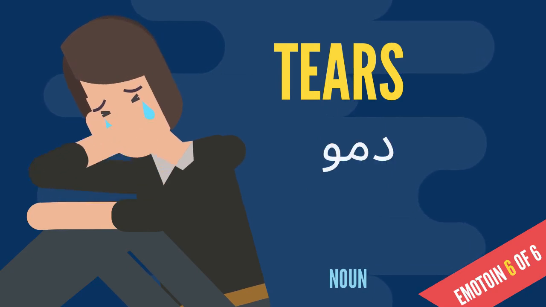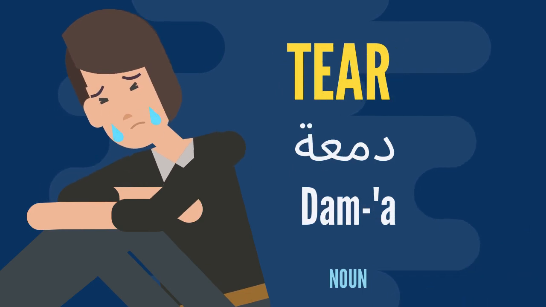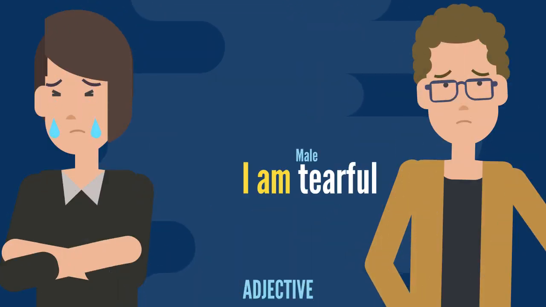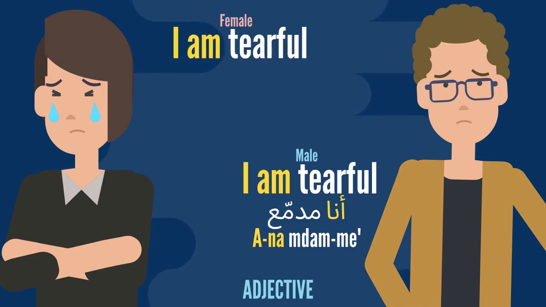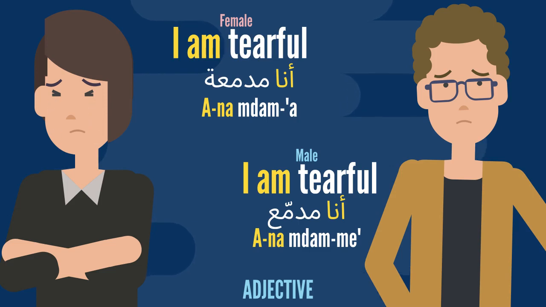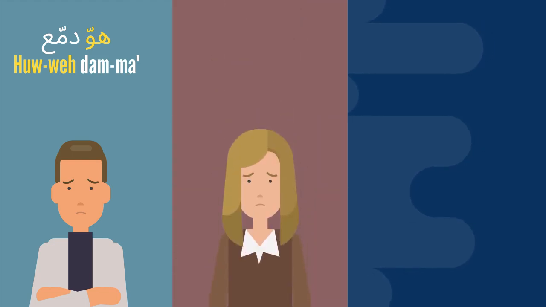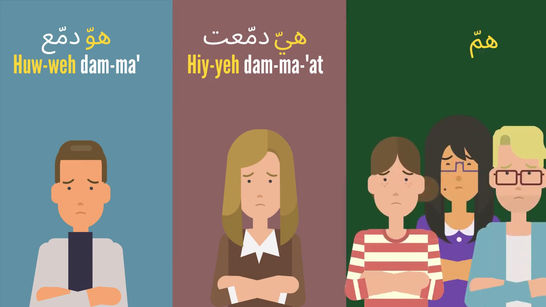Tears is our final word today, and that is دموع. One tear is دمعة. Now, as an adjective, we can say I am tearful for male, أنا مدمع. For female, أنا مدمعة. Let's see how it is in a verb form. هو دمع. هي دمعت. And هم دمعوا.